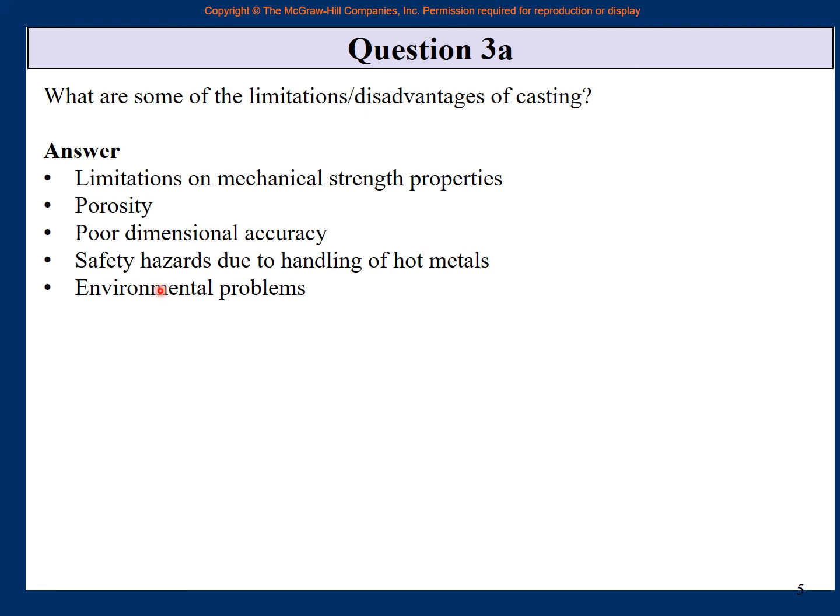And environmental problems. When things are burning and melting at such a high temperature, then lots of toxic and poisonous gases and other things are there. So environmental hazards are also there, right? So these are some of the limitations or disadvantages of casting. If you mentioned all of this in your answer, then it is great, right? If you get a 100% answer, but maybe you could think of some of them, maybe you could not.